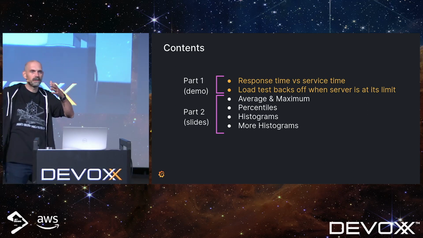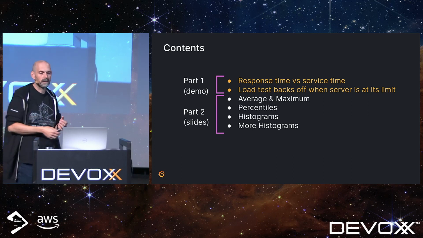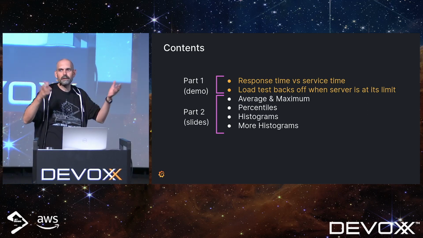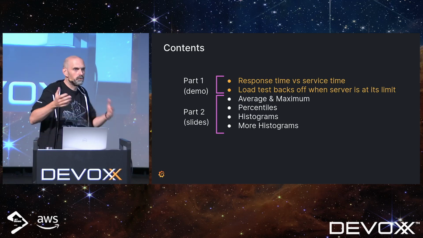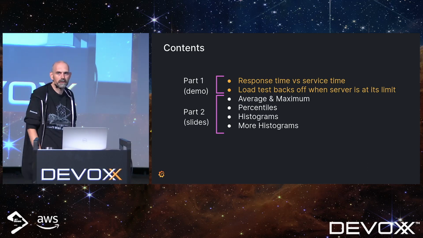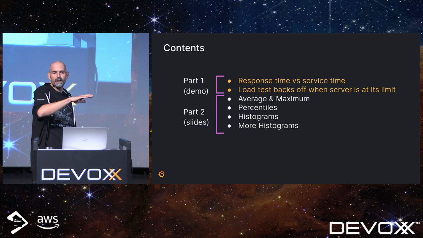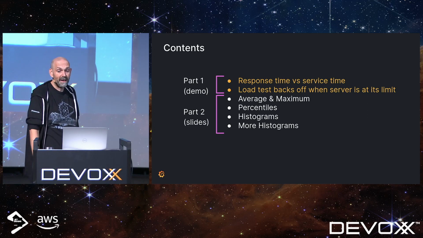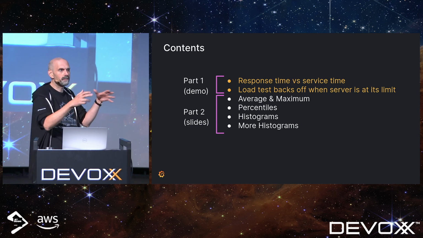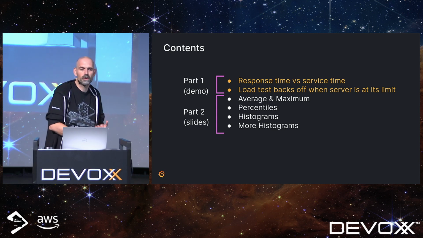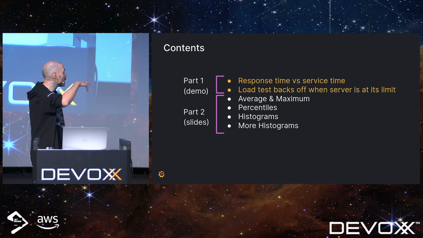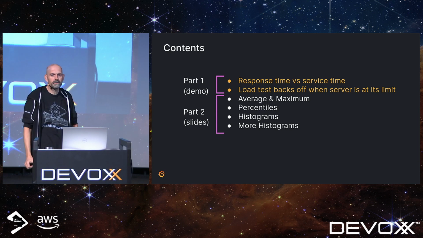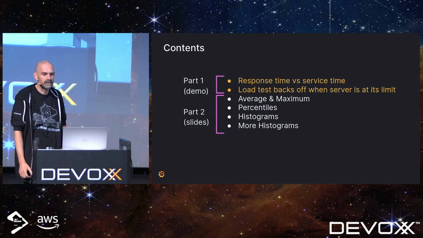So if you have server-side metrics, often these are service times and not response times, and this is something to be aware of. And the second thing is, if you try to load test this and figure out the behavior of your service, then load tests might back off when your server is at its limit. Then if you look at the results, be careful with interpreting what that means. So that was the first part on actually measuring durations, being aware what you are actually looking at.